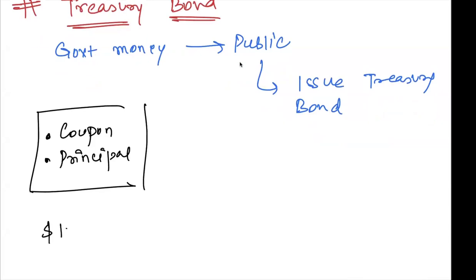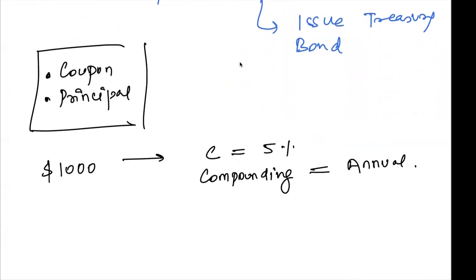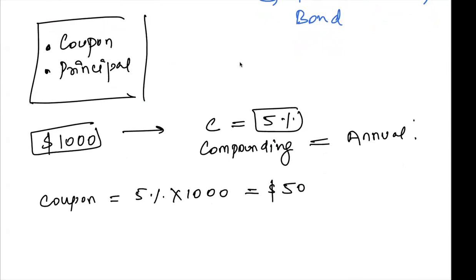Let's say the government has raised $1,000. The government wants $1,000, and what the government is saying is, I will give a 5% coupon. Compounding is annual. What does this mean? Your coupon will be 5% times this value, which is $50.